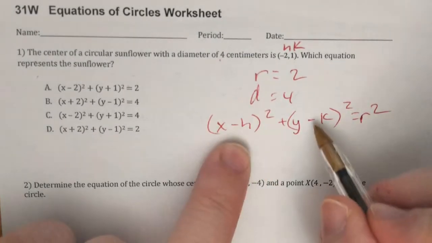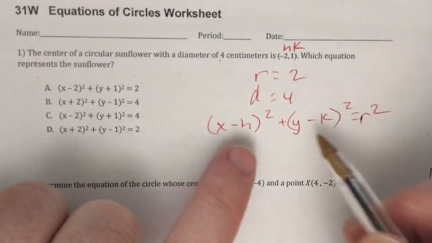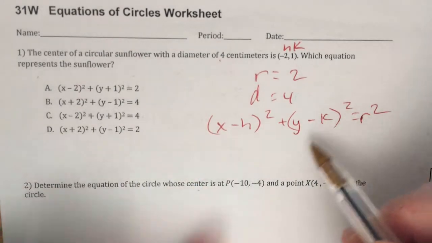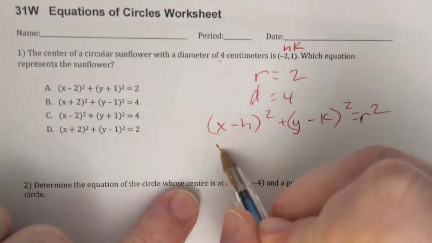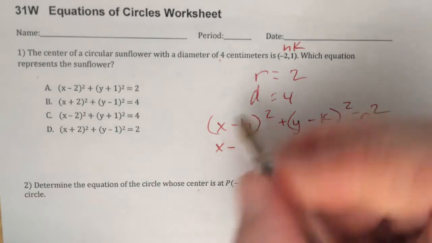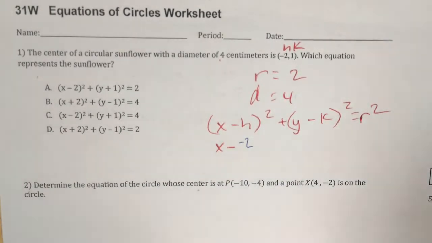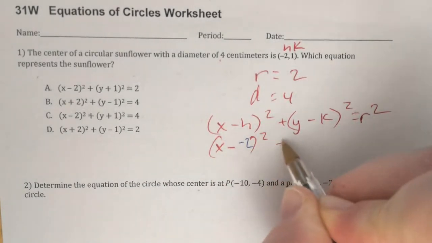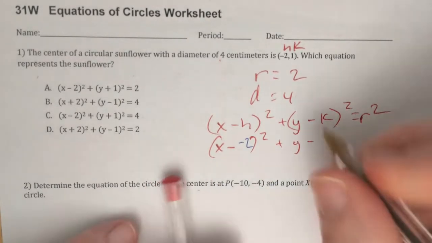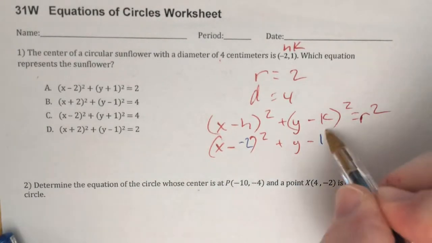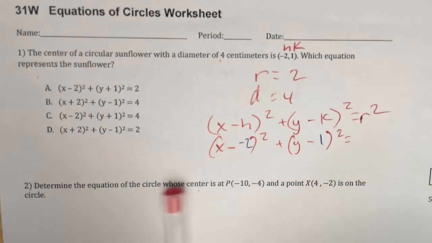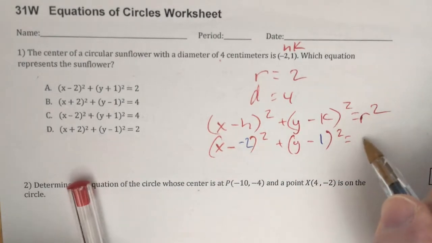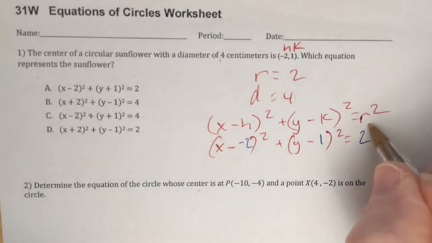Now you see these minus signs? So when you plug in your HK, it's going to feel like it flips. So that would be x minus a negative 2 squared plus y minus your positive 1 squared is equal to your radius, which is 2 squared.